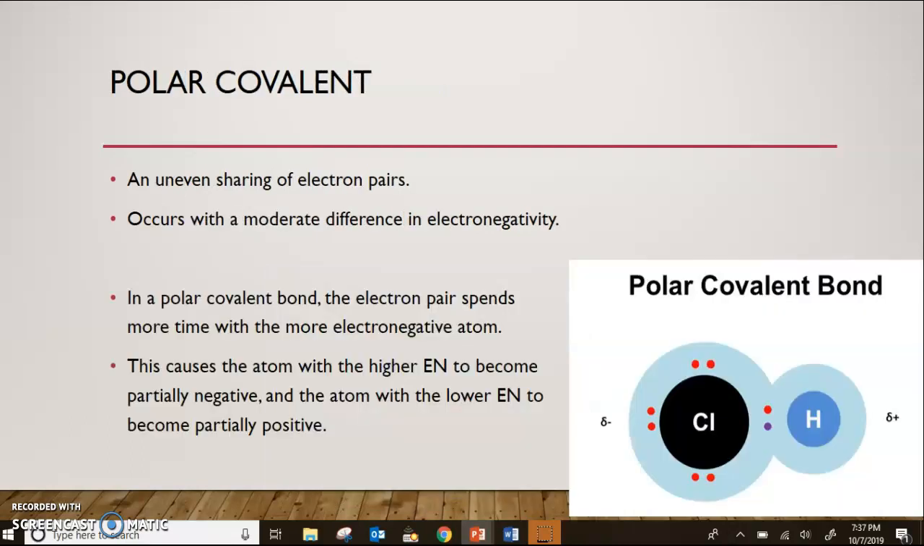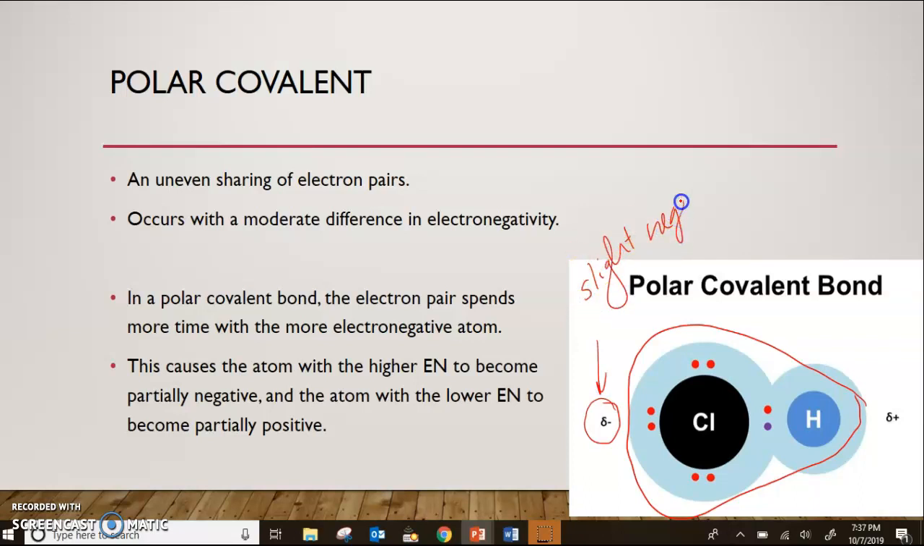In polar covalent, you see an uneven sharing of electron pairs. And so you get electrons pulled to one side over the other. We know that electrons are negative. So if I pull all of my negative electrons over to this side, I get what's called a delta negative, which is a slight negative. It's not a full charge, but it's a slight negative charge. And where I have a slight negative charge, on the opposite side, I should have a slight positive charge.